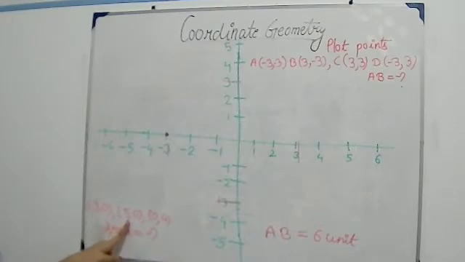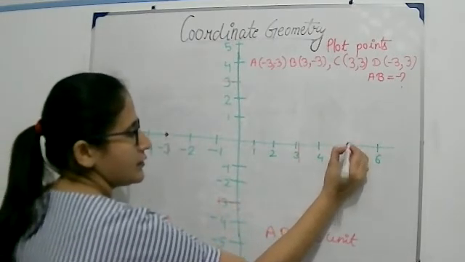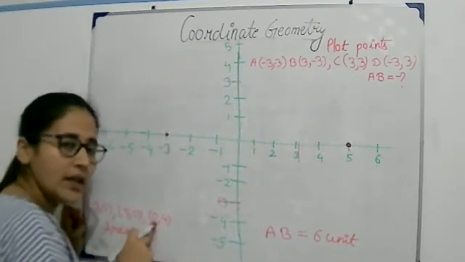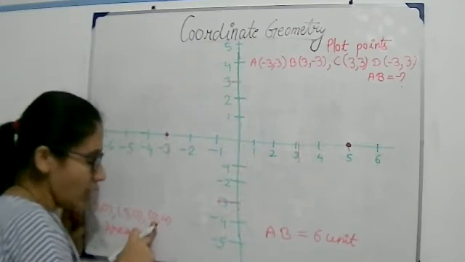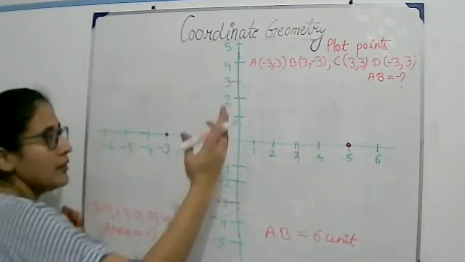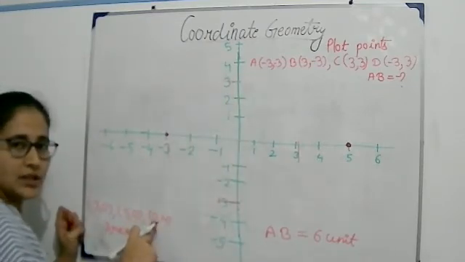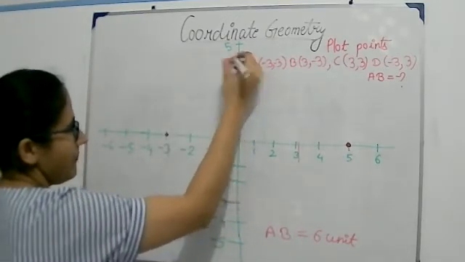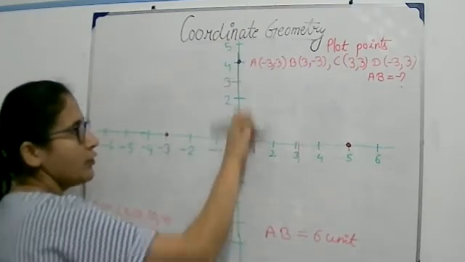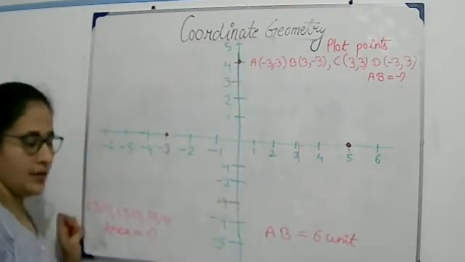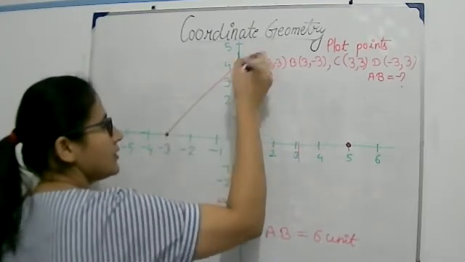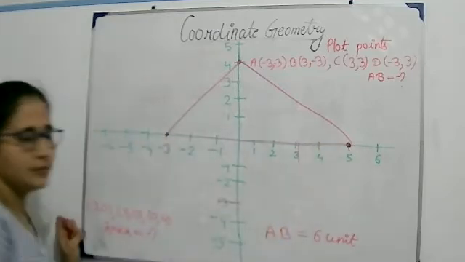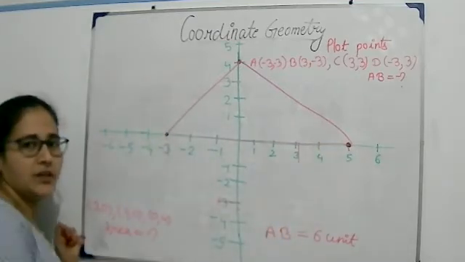Next is 5 comma 0, and 0 comma 4. 0 comma 4 means the x coordinate is 0, that means the distance of the point from the y-axis is 0, that means it is on the y-axis. So it will be 0 comma 4, and 4 is the distance of the point from the x-axis. So the point is here, 0 comma 4. Now join these 3 points. We can say this figure is a triangle. Find the area of this figure.